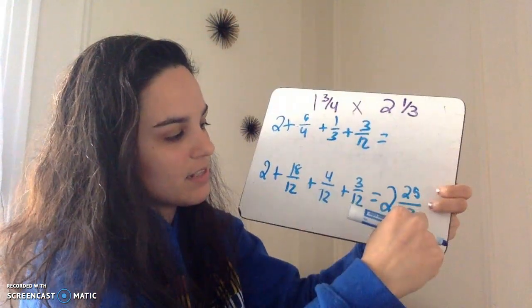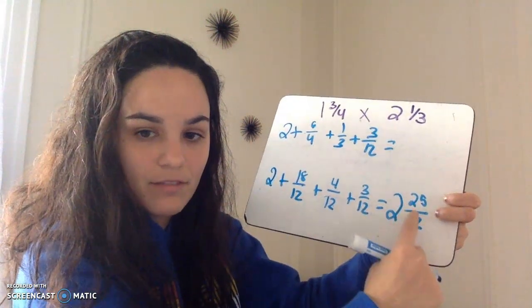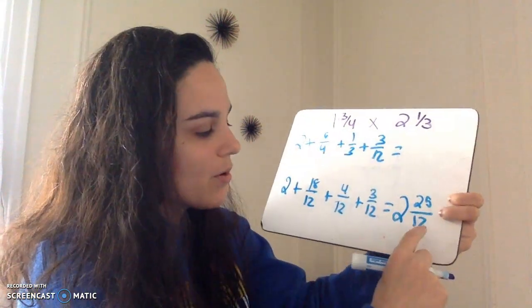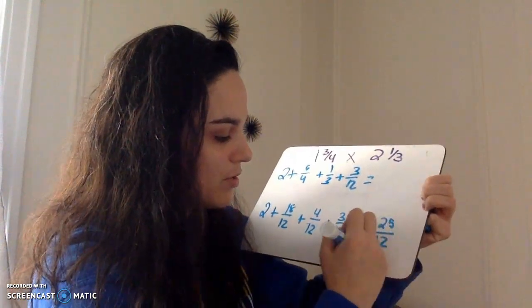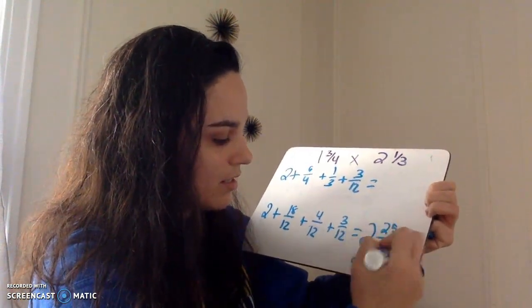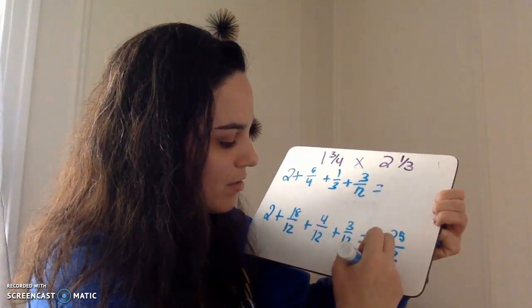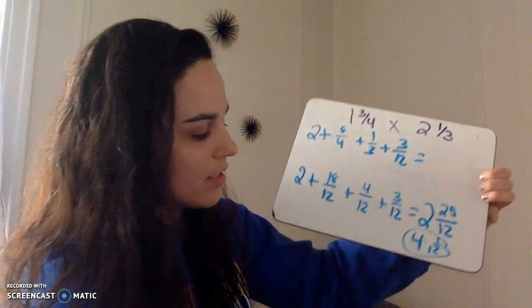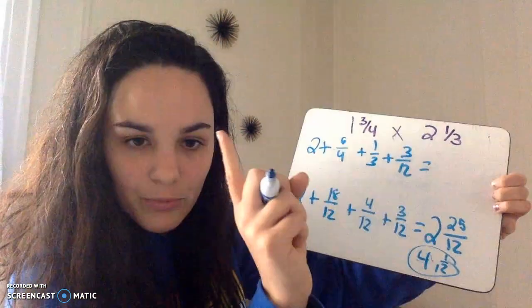So this is an improper fraction because I have 25 over 12 over here. So I know that 12 goes into 25 twice, and there's 1 left over. So then my answer is really going to be 4 and 1/12 because I pulled 2 out of there and I had 1 left.